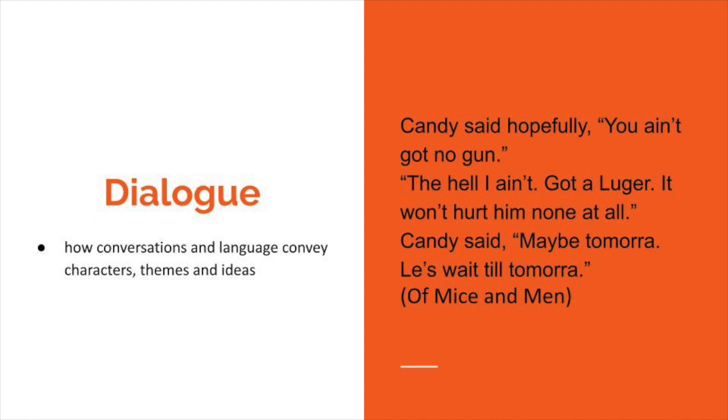So in this extract from Of Mice and Men, Candy said, hopefully, "You ain't got no gun." "The hell I ain't. Got a Luger. It won't hurt him none at all." Candy said, "Maybe tomorrow. Let's wait till tomorrow."